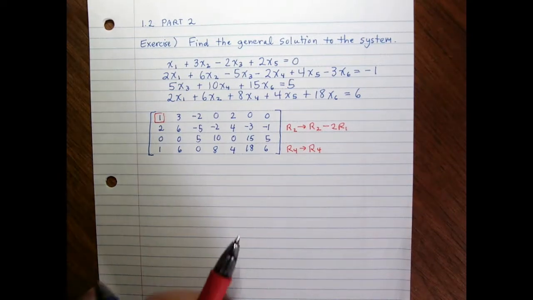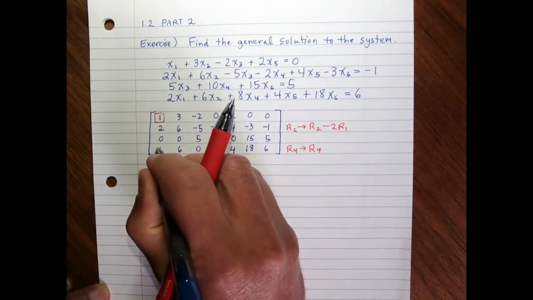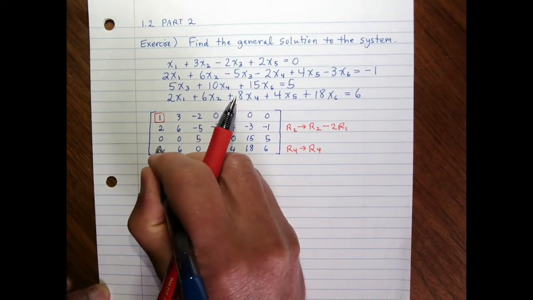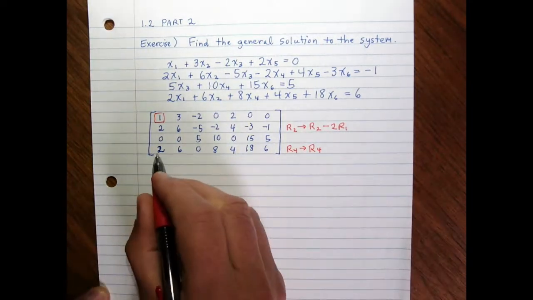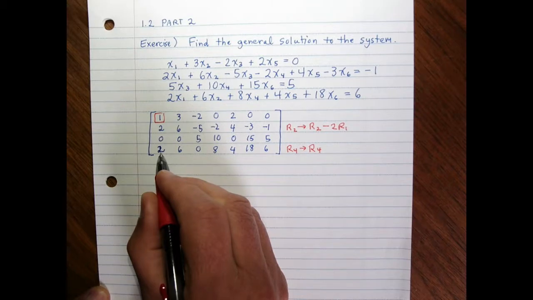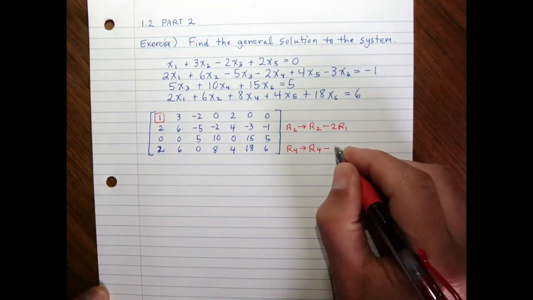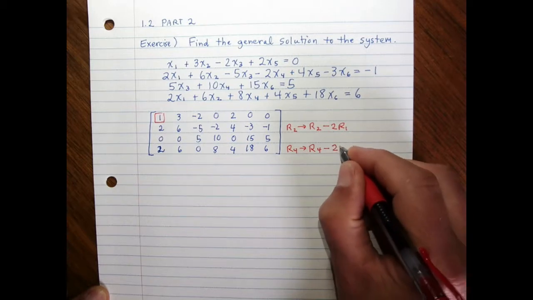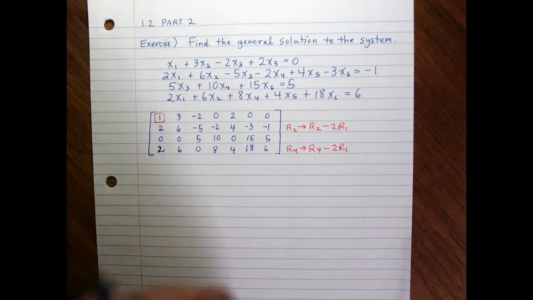I just noticed I have a mistake here. I want 1, 2, 0, 2 in this position. Sorry, I just recopied that one incorrectly. So row 4, I have to replace with row 4 minus 2 times row 1 also. Okay, so let's go ahead and do that calculation.